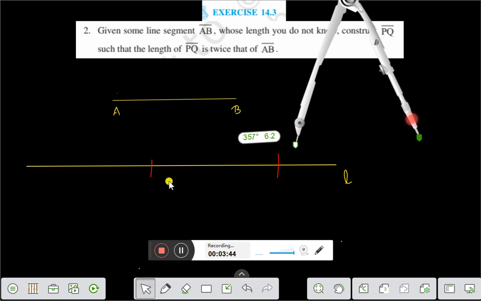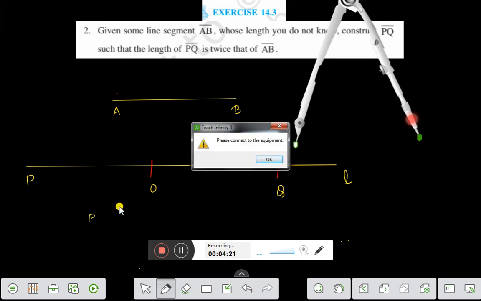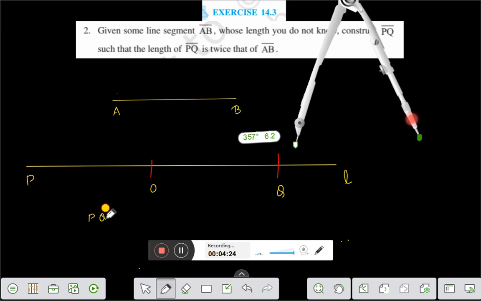Therefore, you can name the points as P and Q. This point is P, and this point is Q. Now we can write another name here, that is O. The length of PO is equal to the length of OQ, or you can say that the length of line segment PQ is equal to twice AB.